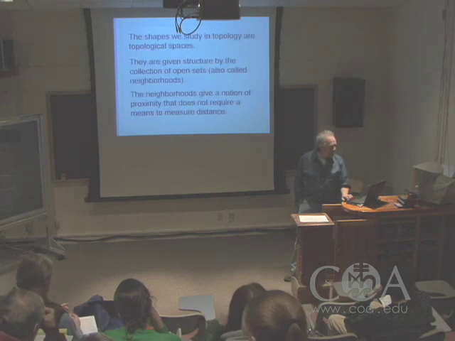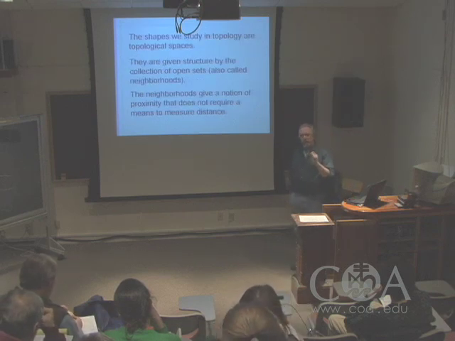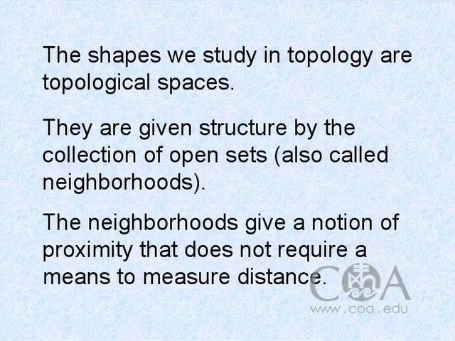So just to build a little bit of intuition about what that definition meant, what the idea of topological space is. The shapes we study in topology are topological spaces, and they're given a structure by a collection of open sets that are also called neighborhoods. So in the definition, we have this notion of an open set or a neighborhood.